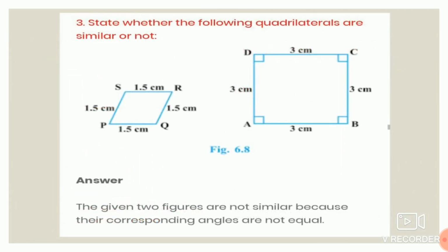Number 3, state whether the following quadrilaterals are similar or not. Obviously, we can see from the diagram that the second diagram has all its corners or vertices as 90 degrees. But for the quadrilateral PQRS, the angles are not 90 degrees. Since the angles of the corresponding sides are not equal for the two polygons, therefore we can say they are not similar figures.